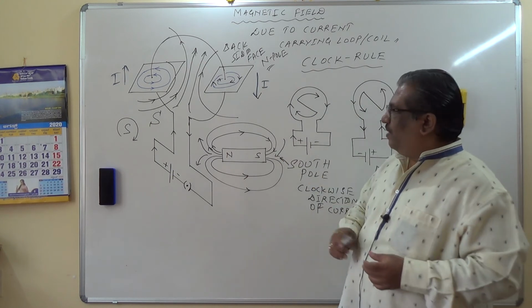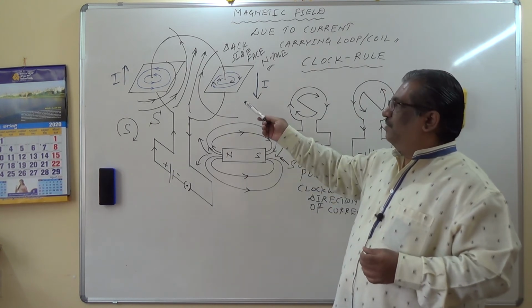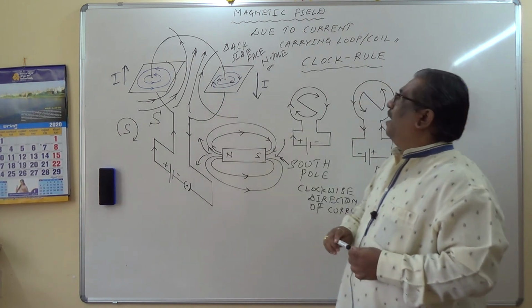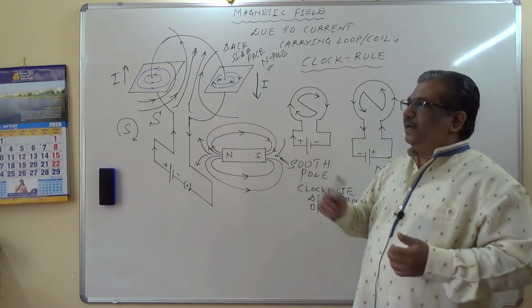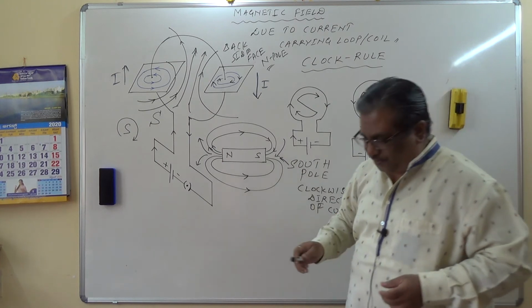So I think we have studied all these properties of the magnetic field lines due to a current carrying circular loop. Now I will direct you to the PPT for making the notes.